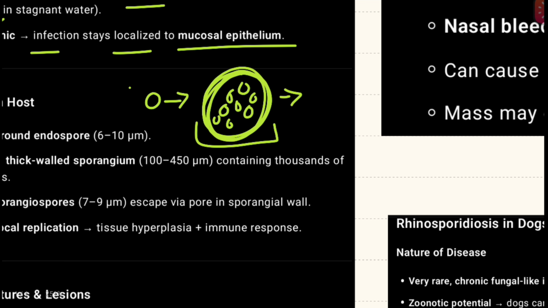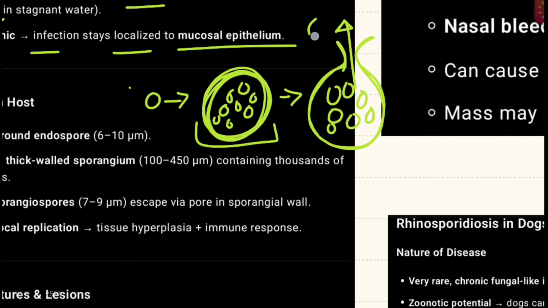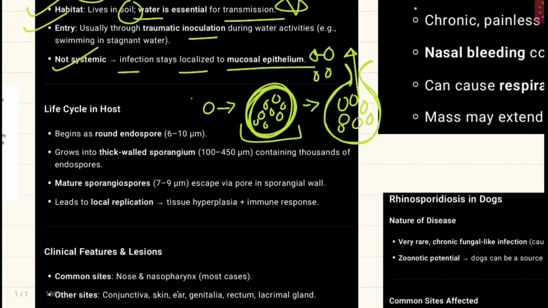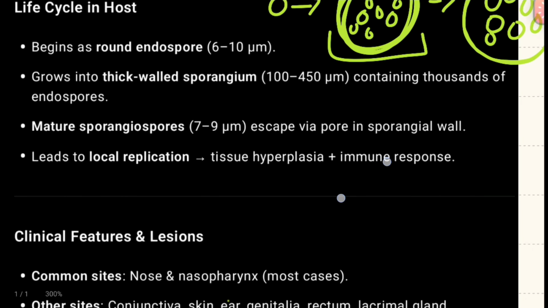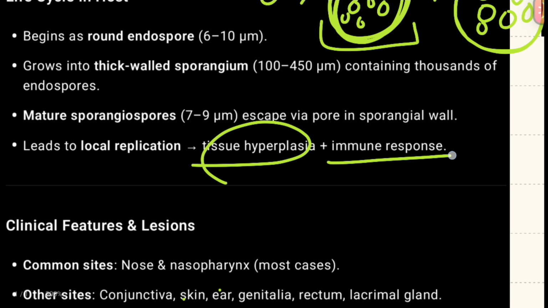Now, this immature sporangium will become mature, and in the mature sporangium, a characteristic pore is created. Through this pore, the mature endospores, which are nothing but the mature sporangiospores, are released. And again, these released sporangiospores will act as a source of infection for other tissues. Again, they start replicating in the different tissues. Therefore, that leads to tissue hyperplasia, and immune responses are also noticed in the affected host. So this is how mature sporangiospores escape via the pore in the sporangial wall.